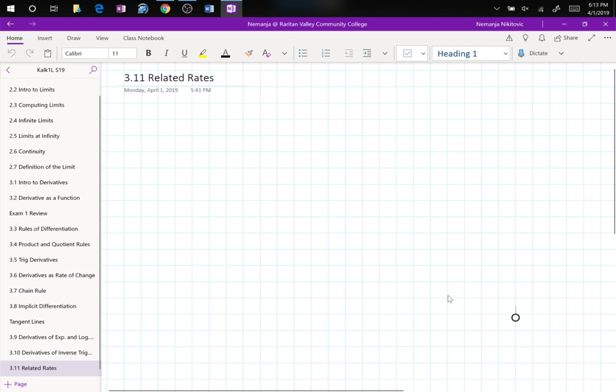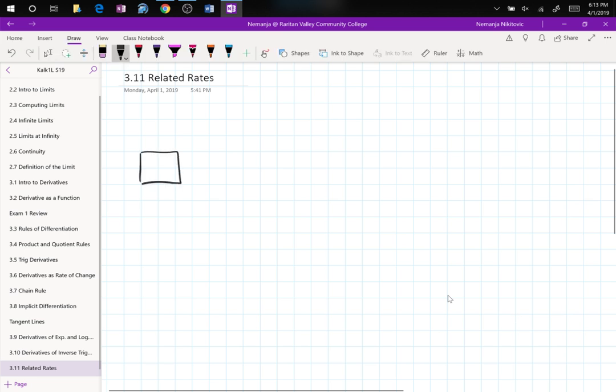So let's start with the simplest possible case. Imagine an ice cube sitting in the sun, melting, right? Ice cube. It's a cube, therefore each edge, right, is of the same length. We can call that lowercase a.